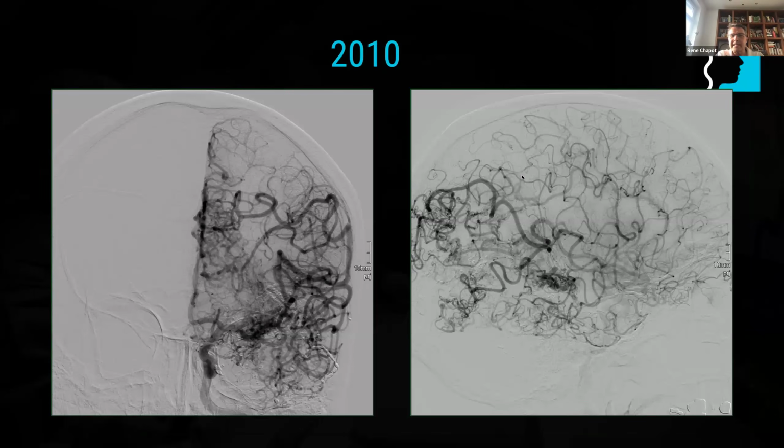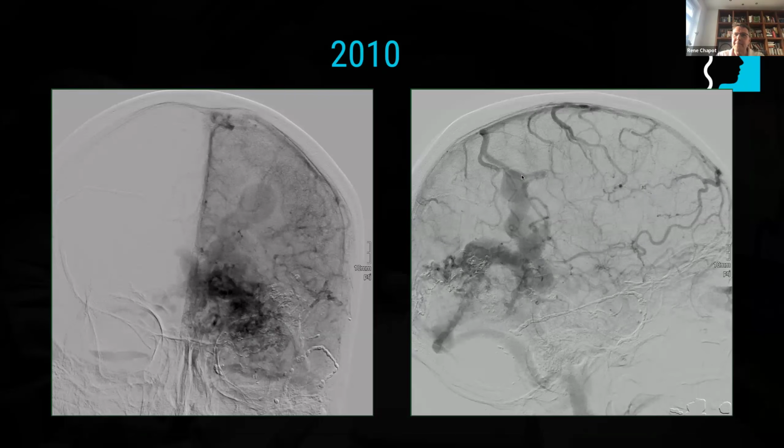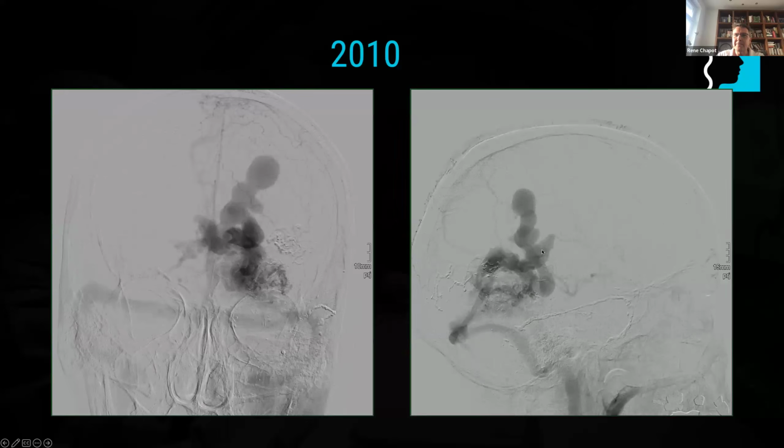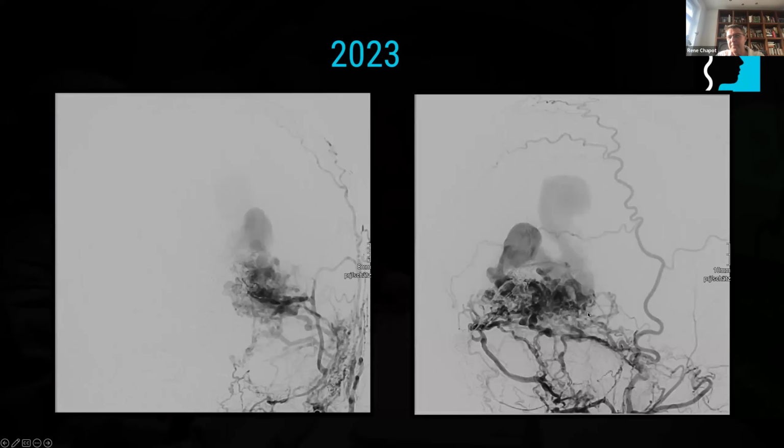And now 2010, some years later, the collaterals are still there, even more. You see that that vein here is growing, and it's continuing to grow. That's again 2010. And now 2023, that vein just rebled here. That's a spot that just bled. And there are a lot of meningeal arteries, but they've already been embolized in the past, so they're not really well accessible.